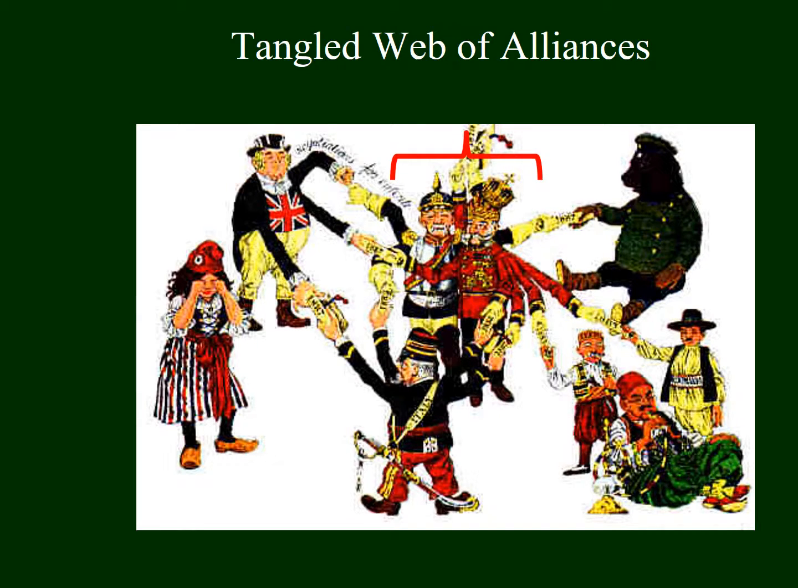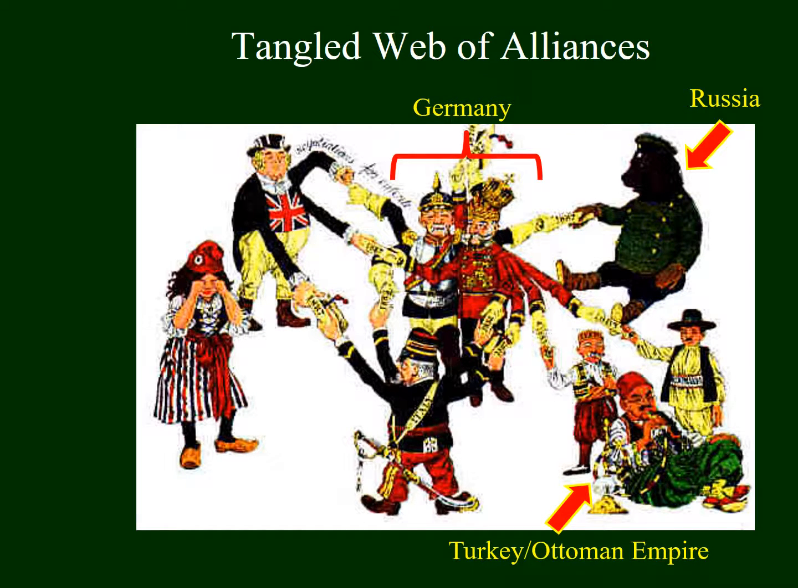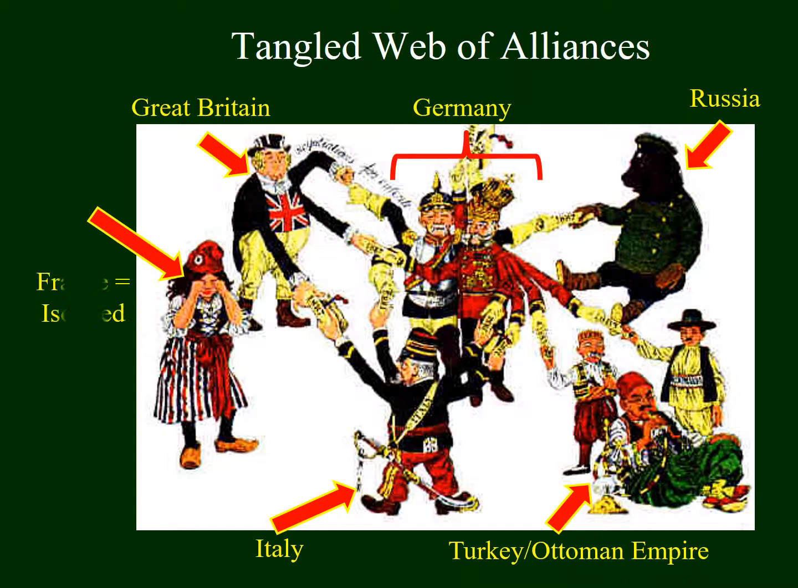This political cartoon identifies the tangled web of alliances that were common right on the eve of the First World War. In the middle, causing all this controversy, were the Germans. And then if you go clockwise, we've got Russia, as signified by the bear. We've got Turkey, or the Ottoman Empire. And then Italy. And then the British. Off to the side were the French, who initially were isolated from the others.